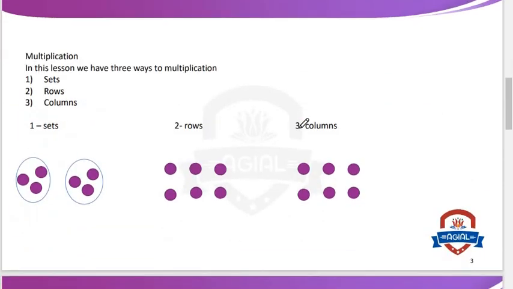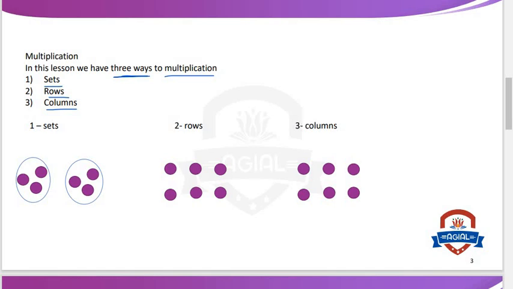Multiplication. Okay, at first, in this lesson we have three ways to multiplication. Number one, about groups or sets. Number two, about rows. Number three, about columns.